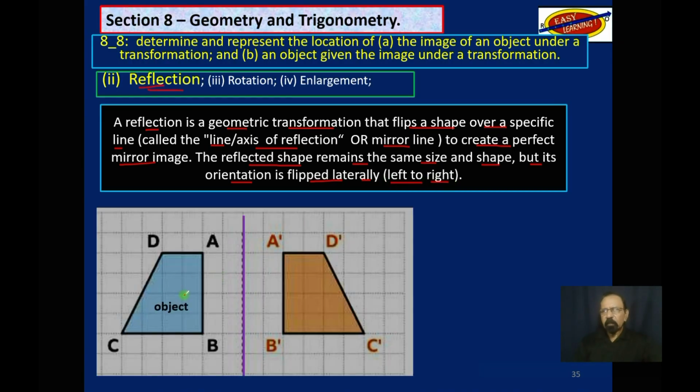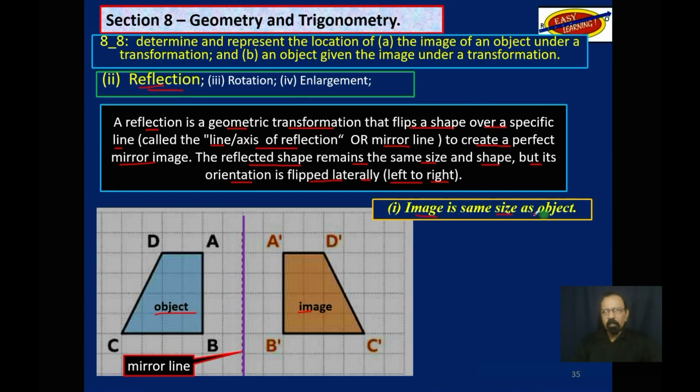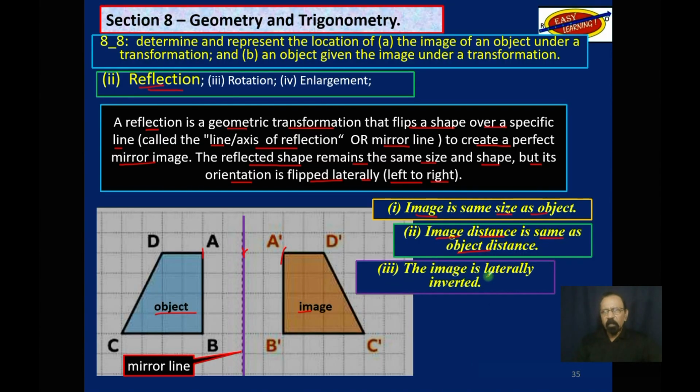If you look at this, you have an object here. This is the mirror line here. This over here is the image. That image is the same size and shape as the object, but it is flipped laterally. So the image is the same size as the object. The image distance is the same as the object distance. In other words, from that point to the mirror is the same as from this point to the mirror line, and so on. Thirdly, the image is laterally inverted, as I pointed out before. Left becomes right, right becomes left.